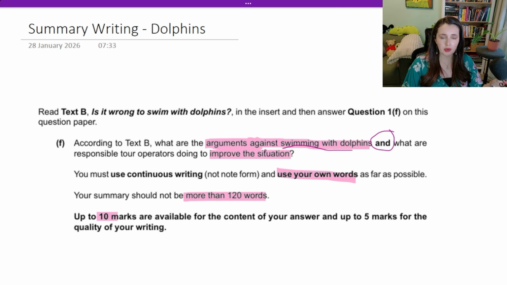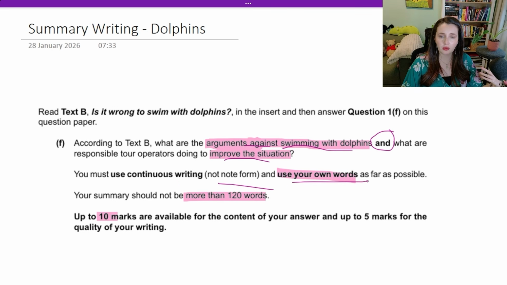Arguments against swimming with dolphins and what can we do to improve the situation. So it's two parts. When it's a two-parter, what I recommend is to have two short paragraphs. It doesn't have to be one paragraph. I think it's better organisation to split it up into two. We need to make sure that we're not doing bullet points. It has to be in continuous sentences, a continuous paragraph.